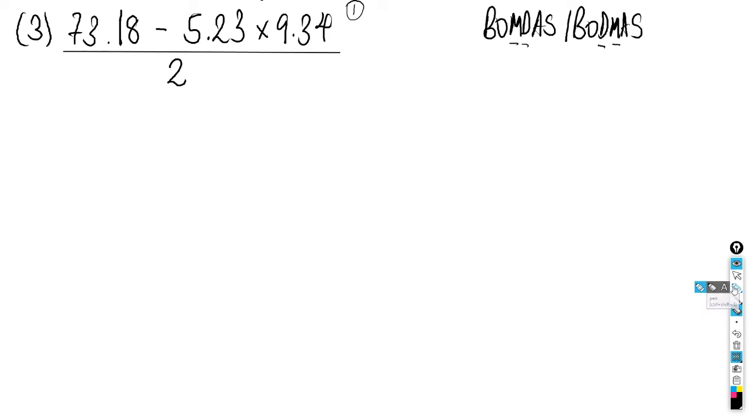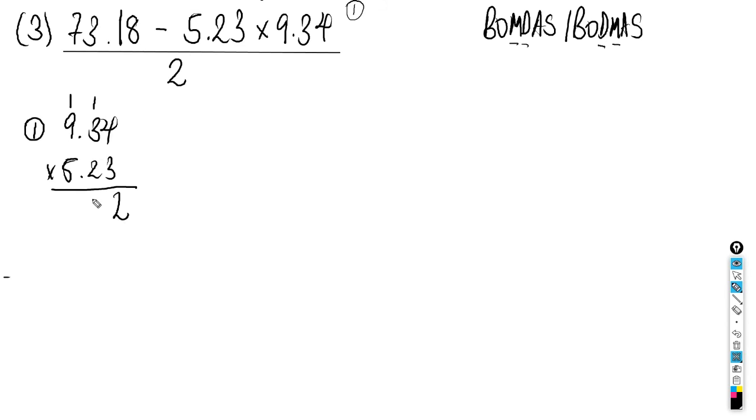So the first thing we have to do is either divide or multiply in the top line. There's no division there, so we're going to multiply first. So we'll have to do this multiplication here. The first thing we're going to do is multiply 9.34 by 5.23. So this 3 times 4 should give us 12. That's 1 and 2 here. 3 times 3 should give us 9 plus 1, which is 10. 9 times 3 should give us 27 plus 1 gives us 28.